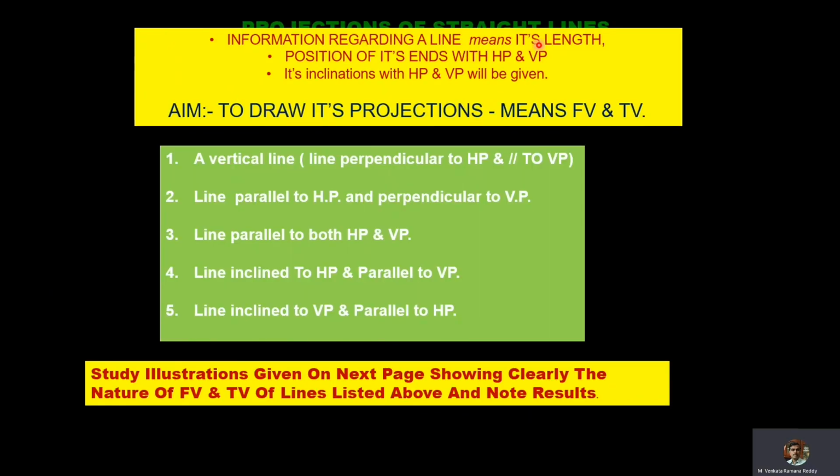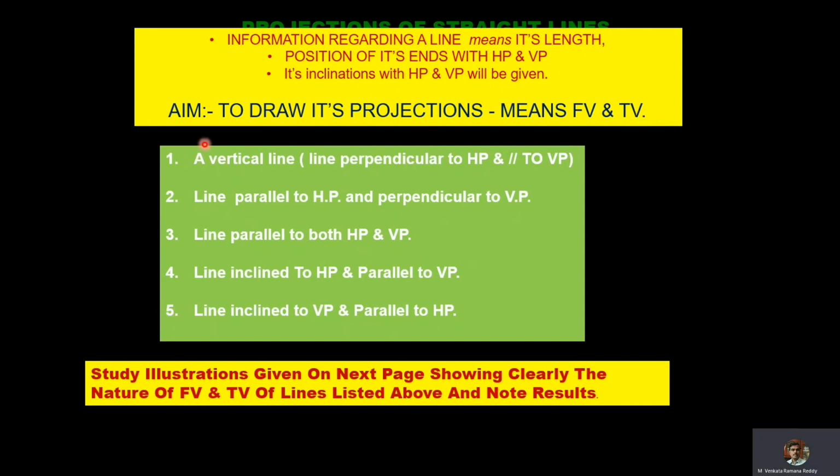Information regarding a line means its length, position of its ends with HP and VP, and its inclinations with HP and VP will be given. What's our aim? To draw its projections. That means we have to draw the front view and top view of a line.